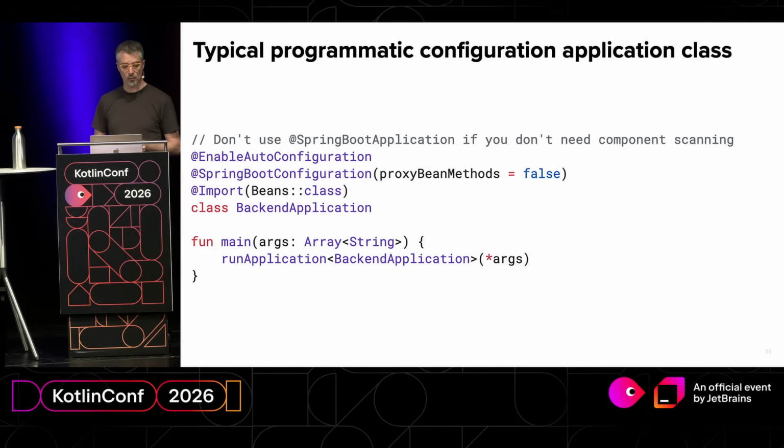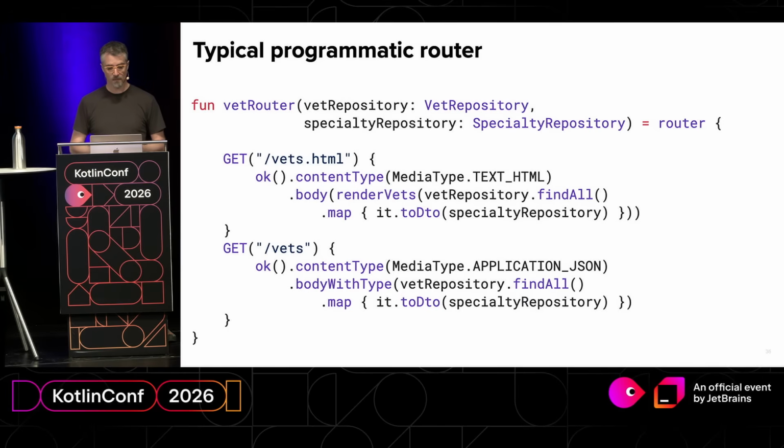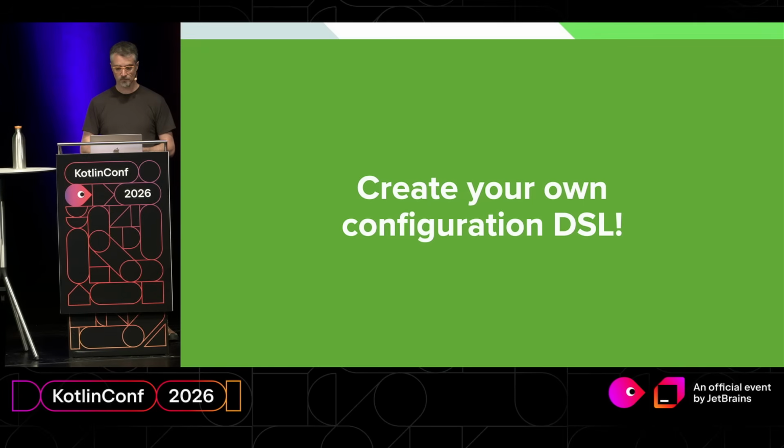By the way, when you are using those DSLs for declaring beans everywhere, you don't have to use the Spring Boot application annotation that is going to do component scanning. You can just use @EnableAutoConfiguration and @SpringBootConfiguration, and there will be no scanning at startup. So you can do this kind of optimization. Then, yeah, you can use the regular web router DSL to declare your endpoints, specifying the path, the content type, etc. Again, everything is possible.